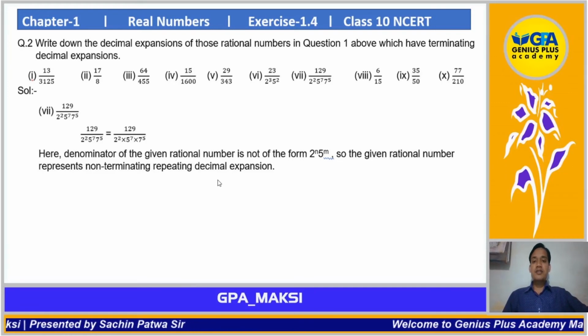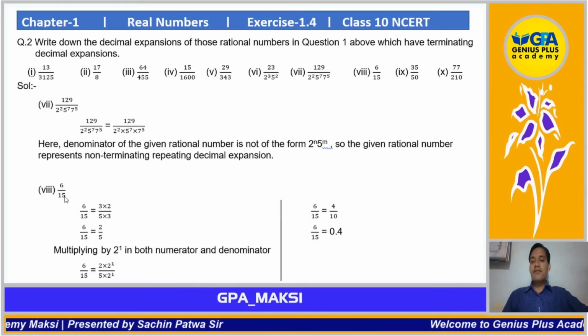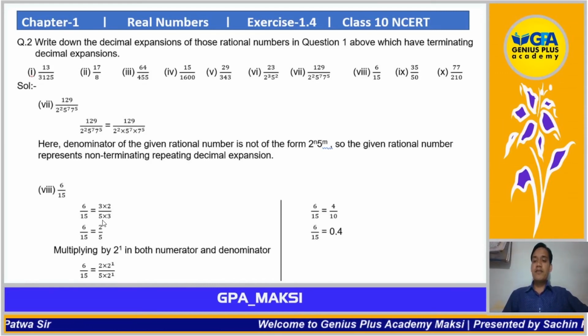Our next question is question number 8, 6 by 15. We can write 6 as 3 into 2 and 15 as 5 into 3. 3 and 3 cancel, so we get 2 by 5. Now to change 5 into a 10, we have to multiply by 2 raised to 1, both numerator and denominator. When we multiply, we get 2 into 2 raised to 1 by 5 into 2 raised to 1. So we get 4 by 10. And when we divide 4 by 10, we get 0.4. So pause the screen and note it.